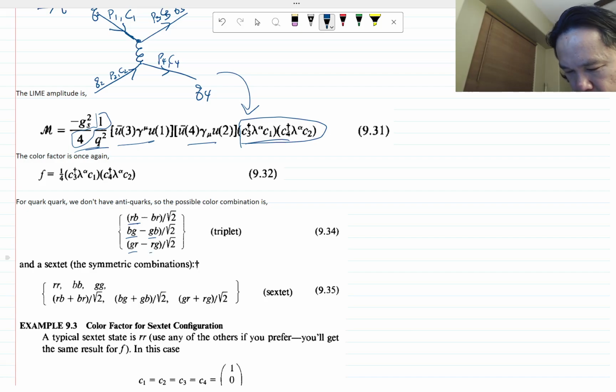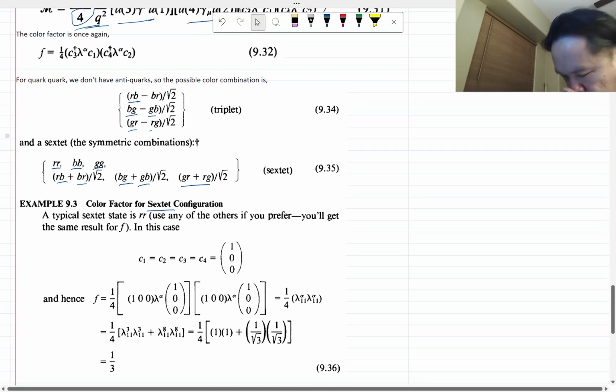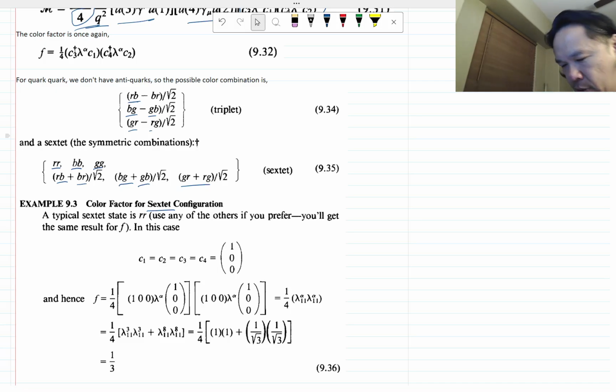minus RG. And there's also another set where it's just RR, BB, and green, and then you have this thing called the sextet, where you have RB plus BR, and then BG plus GB, and then all these different color combinations, RG plus GR. It doesn't actually matter which combination.